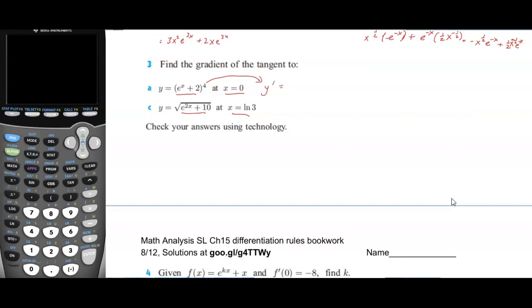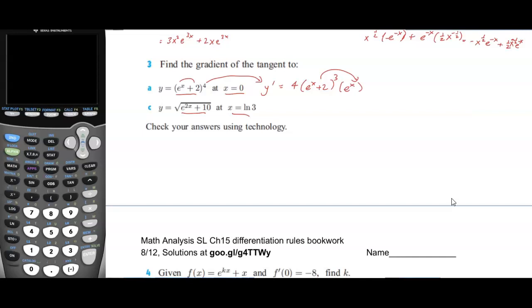Of course, we're going to have to use chain rule because we have a function inside of a function. So we take the derivative of the outside, and then we multiply times the derivative of the inside. The derivative of e to the x plus 2 is e to the x. The derivative of 2 is 0, so we just put e to the x, right? So that's the derivative of part A.